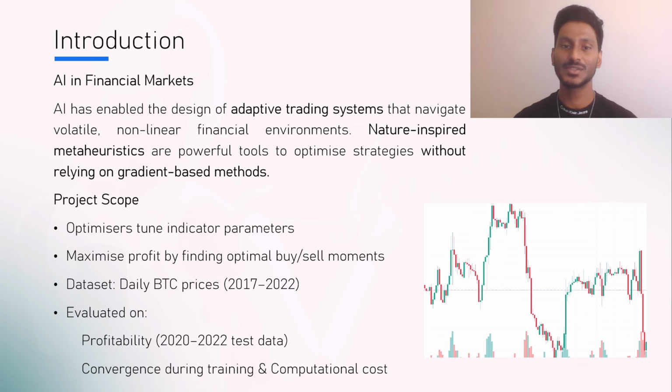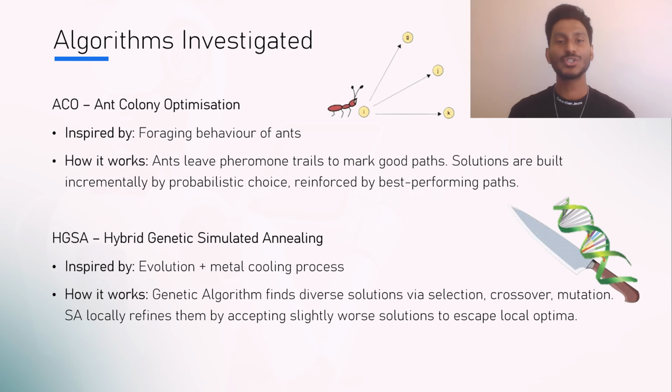The algorithms were evaluated based on three main criteria. The first one is profitability, particularly on unseen test data. The second one is convergence behavior during training. And finally, computational cost, considering runtime and efficiency. Now we're going to talk about the algorithms we investigated.